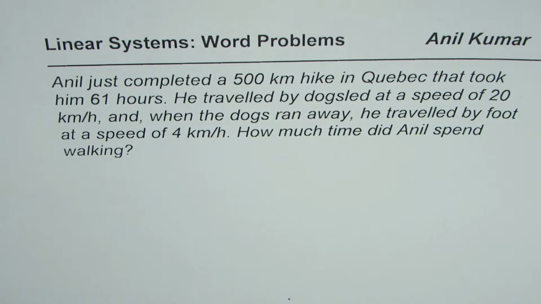Here is an interesting example, a word problem from linear systems. The question is, Anil just completed a 500-kilometer hike in Quebec that took him 61 hours. He traveled by dog sled at a speed of 20 kilometers per hour, and when the dogs ran away, he traveled by foot at a speed of 4 kilometers per hour. How much time did Anil spend walking?